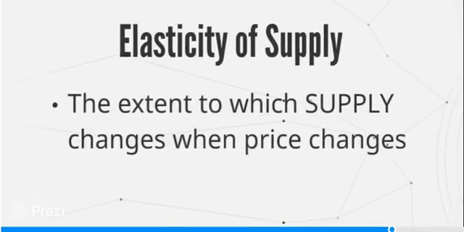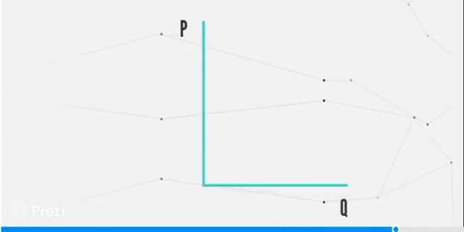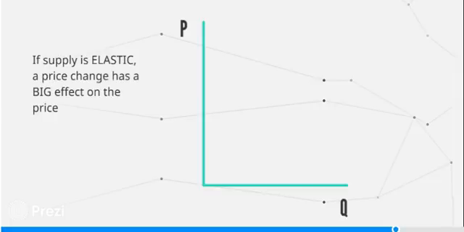Just as demand is elastic or inelastic, supply is the same way. The elasticity of supply is the extent to which supply changes when price changes. So if the price moves around, is supply going to have a steep curve or a shallow curve? Well, it depends on the product. If supply is elastic, a price change has a big effect on quantity, which means our supply curve is going to be extremely shallow.